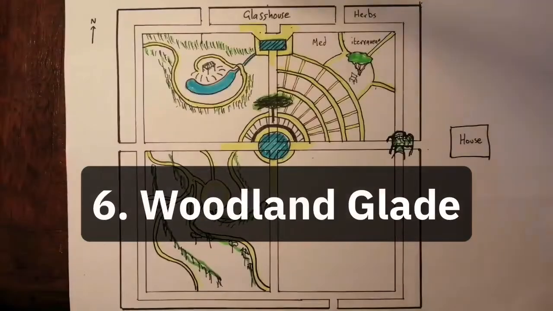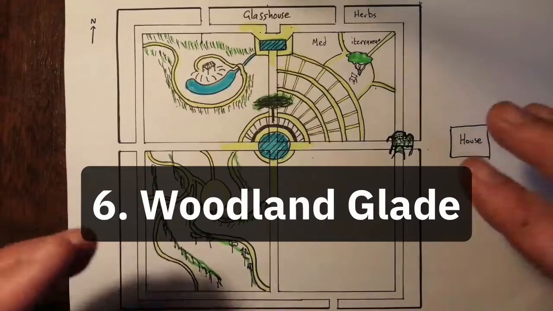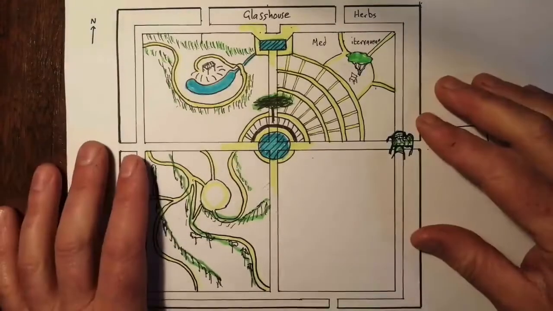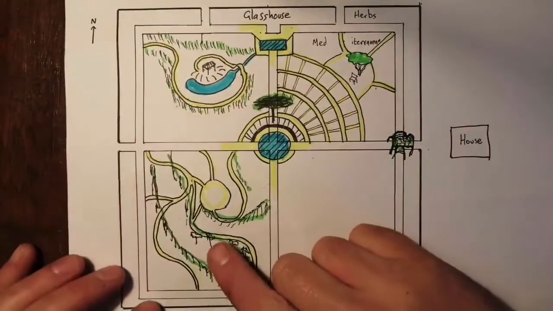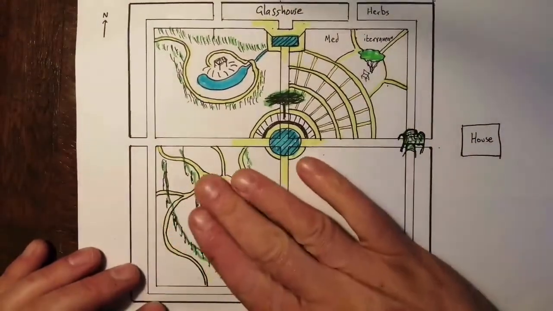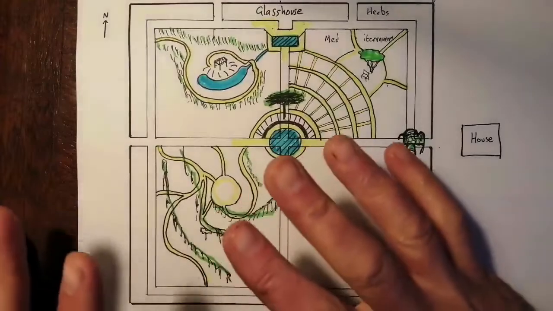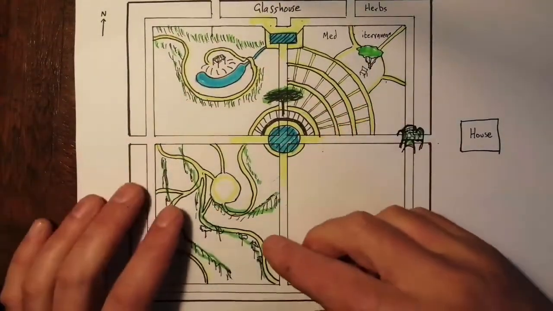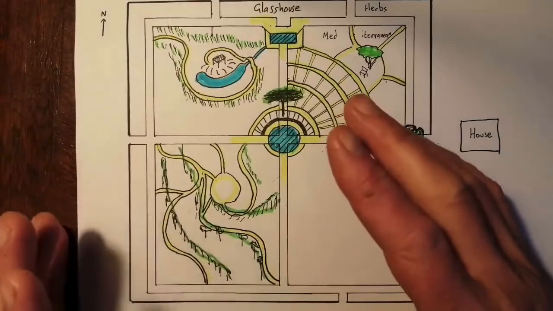This is the sixth part. This is a very quick, basic sketch. I scribbled down here a woodland area, a vague woodland glade. So I just quickly put some paths in. I think it's actually quite an interesting idea.